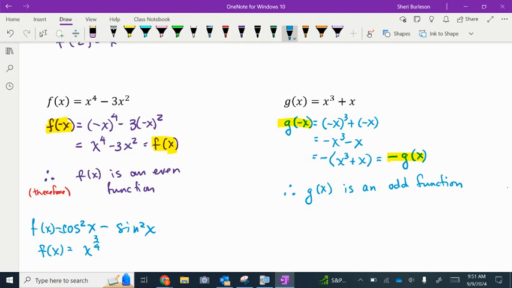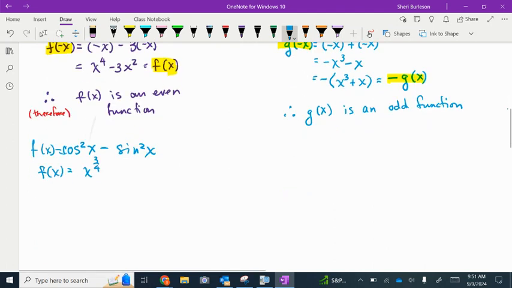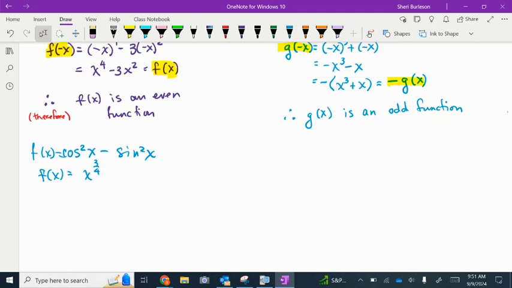If your work doesn't work, double check it. All of my exponents here are odd. I probably have an odd function. Verify it. Okay? Let me do one more. I want to make one more.